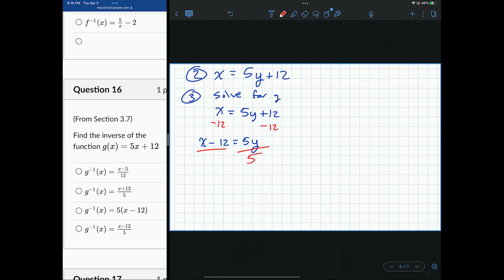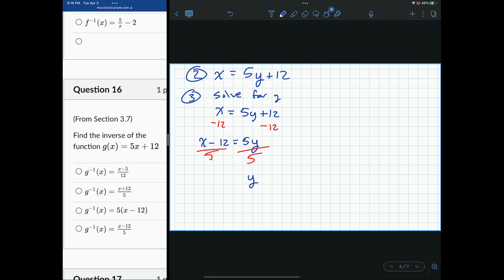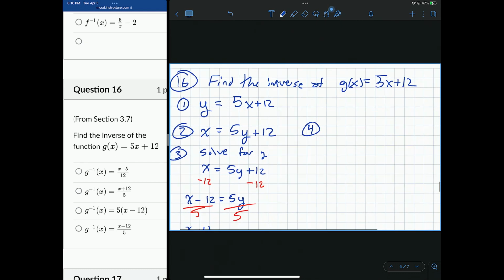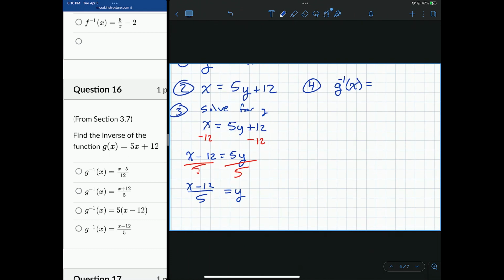So over 5, and we have y equals x minus 12 over 5. Almost done. We just need to rename our function again. So you replace y with whatever you want to call the inverse. Since our original function was g, our inverse we'll call g inverse. And it is x minus 12 over 5.